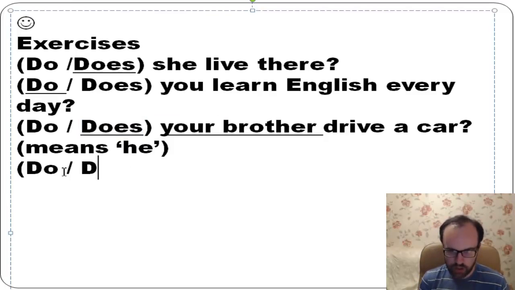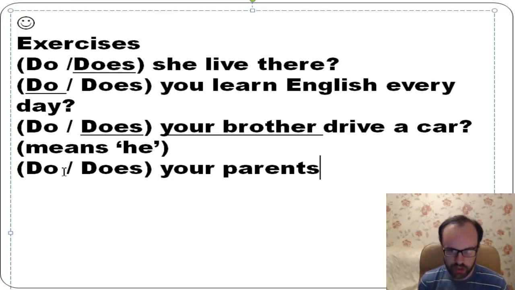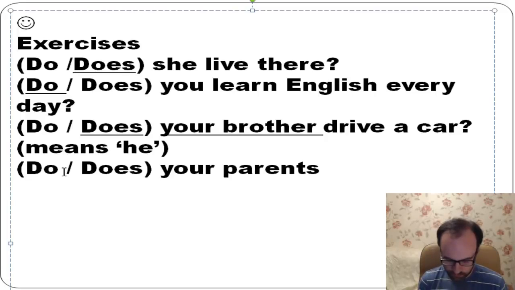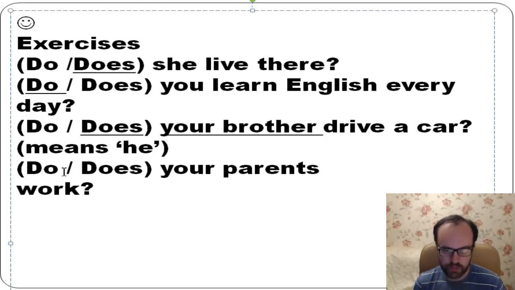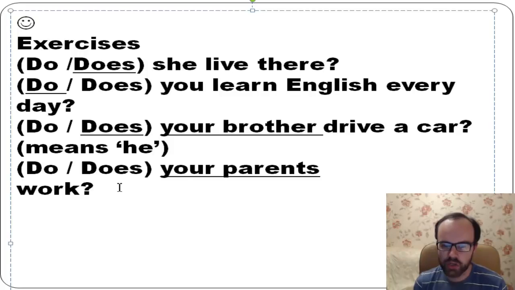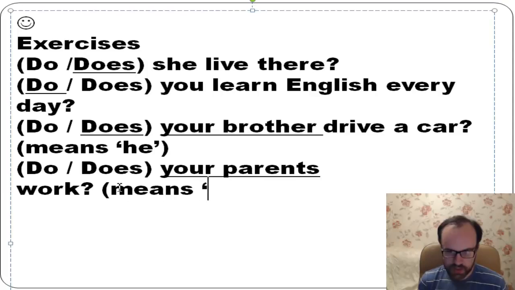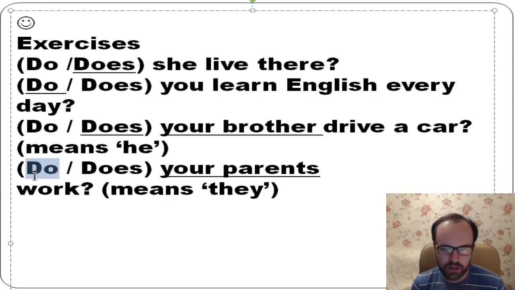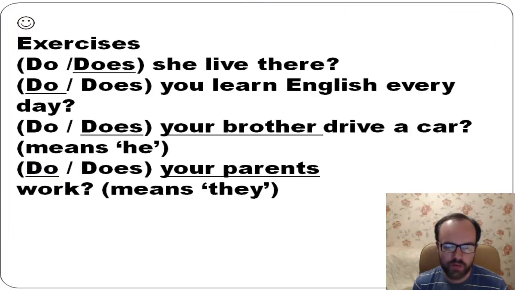Next, do or does your parents work? So your parents is a subject. What is it? I, we, you, they, he, she, it? Your parents means they. And we ask, do they? So do your parents work? Okay, very good.